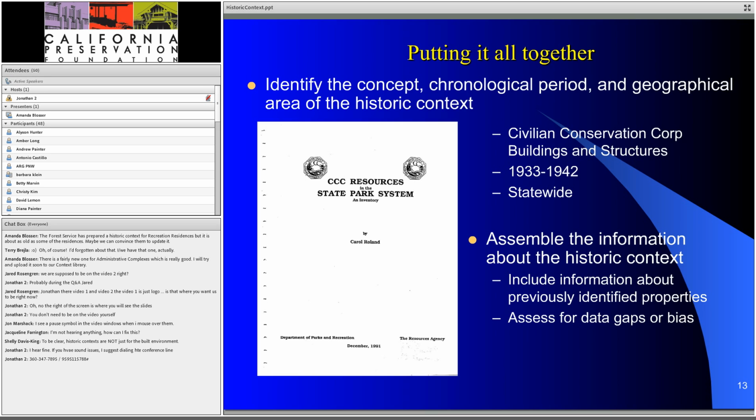So the next step, assemble the information about the historic context. You would include information about previously identified properties. The cover that I showed you was the first iteration of a context that was prepared for the CCC. It was done in '93, and a lot of it was just a spreadsheet that included some resources that were constructed during the period. So after looking at that, you would assess for data gaps or bias. What you can see is that there is some historic context missing, some of the written narratives, and you would want to beef that up.